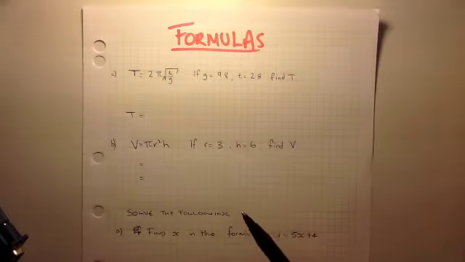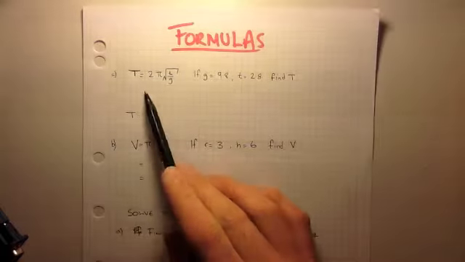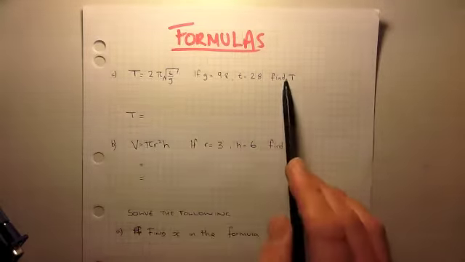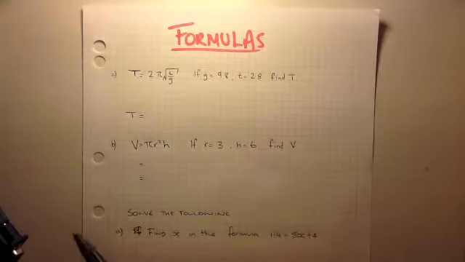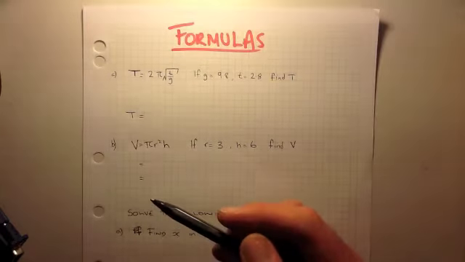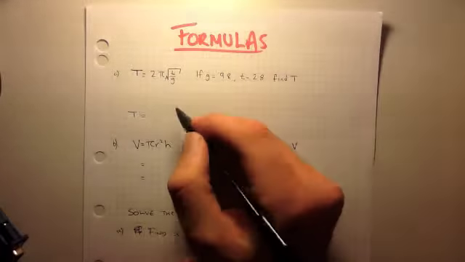Formulas are an algebraic expression of a pattern. The formula helps us find any solution within that pattern. Here we've been given a formula and we've been asked to find t given two pieces of information, so what we need to do is substitute that into the formula. To do that, we just rewrite the formula replacing t and g with 9.8 and 2.8.